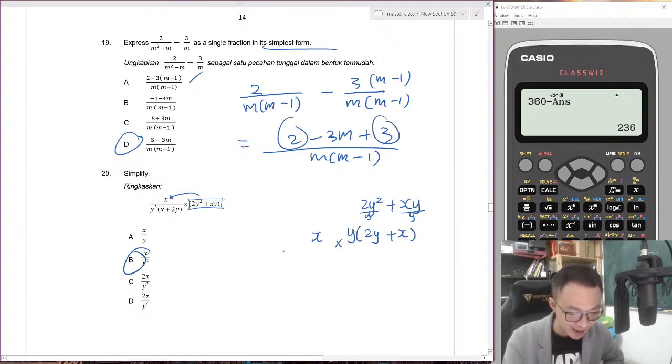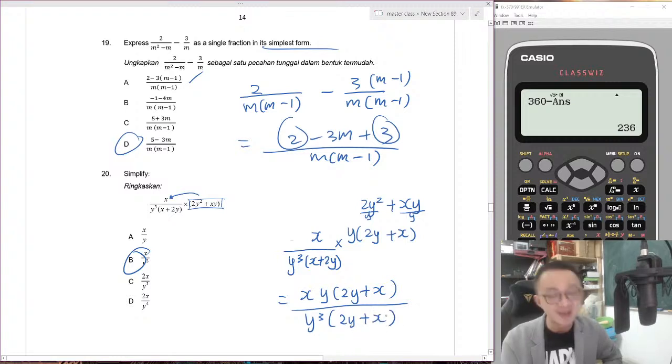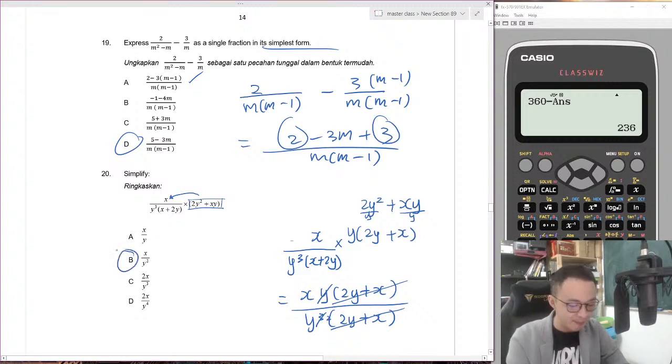Alright, so this one basically is something like this. x over y cubed, x plus 2y, multiply it. So multiply it means what? I can actually group them together, become xy, 2y plus x over y cubed. Okay, x plus 2y, can I write it as 2y plus x? It's the same thing, right? A plus b and b plus a is the same thing, isn't it? So this is the reason why I rearrange them, because what I want you to see is that I can simplify, just cancel them out, eliminate them. And then top and bottom also got y, I also eliminate them. This one becomes 2. So it's x over y squared. Then the answer will be B.